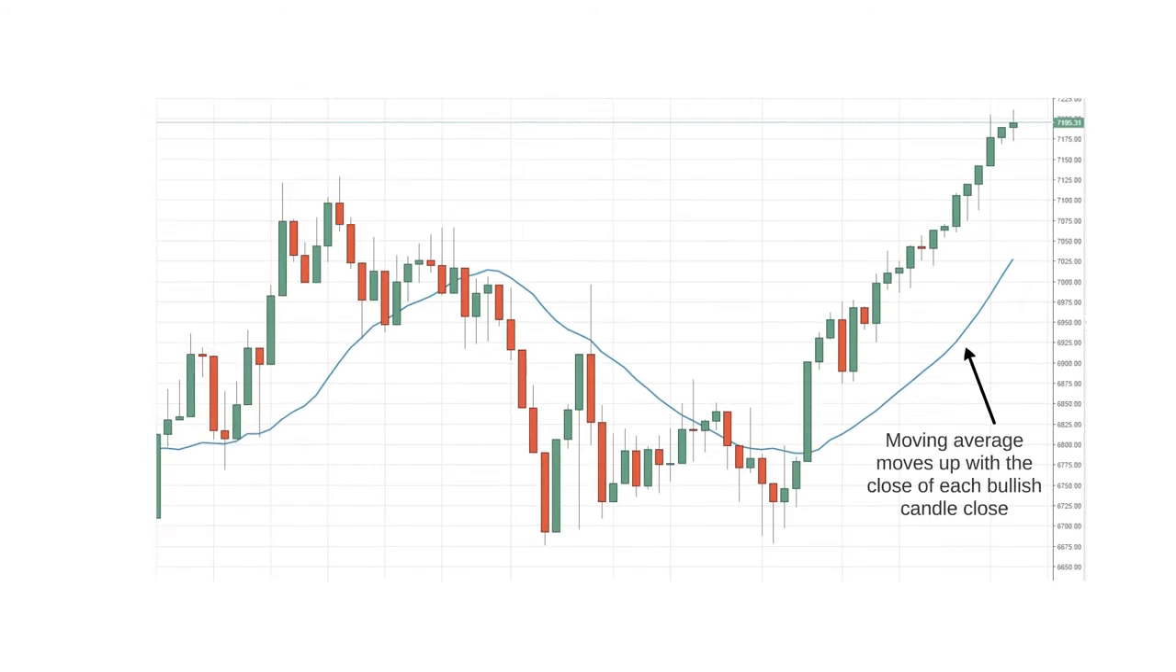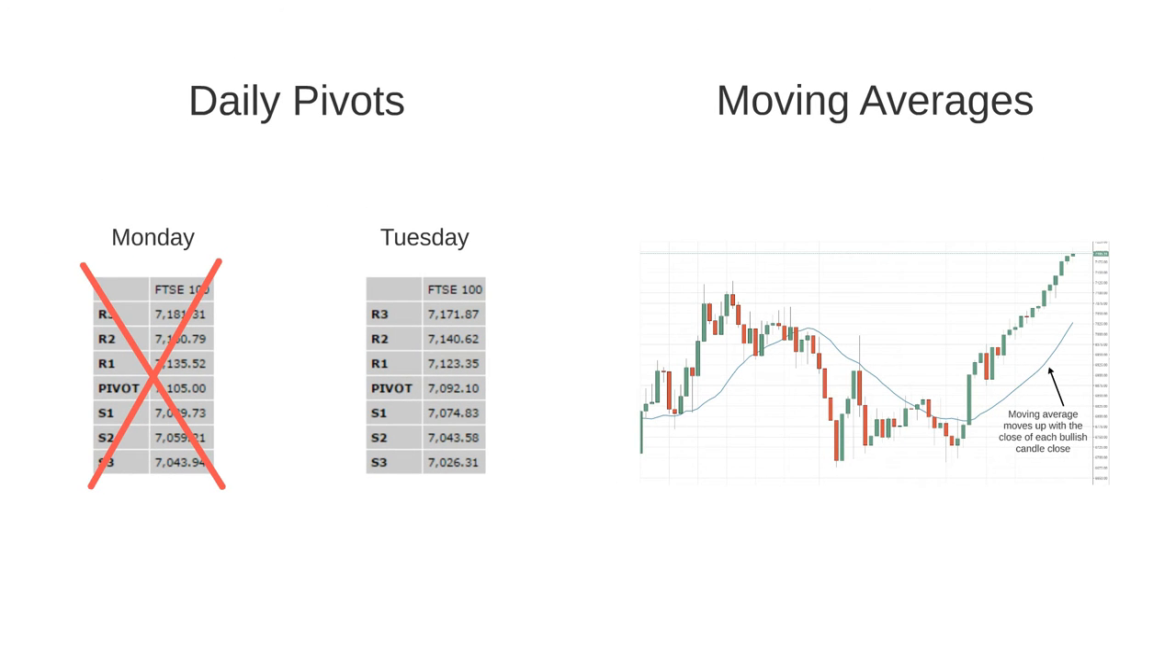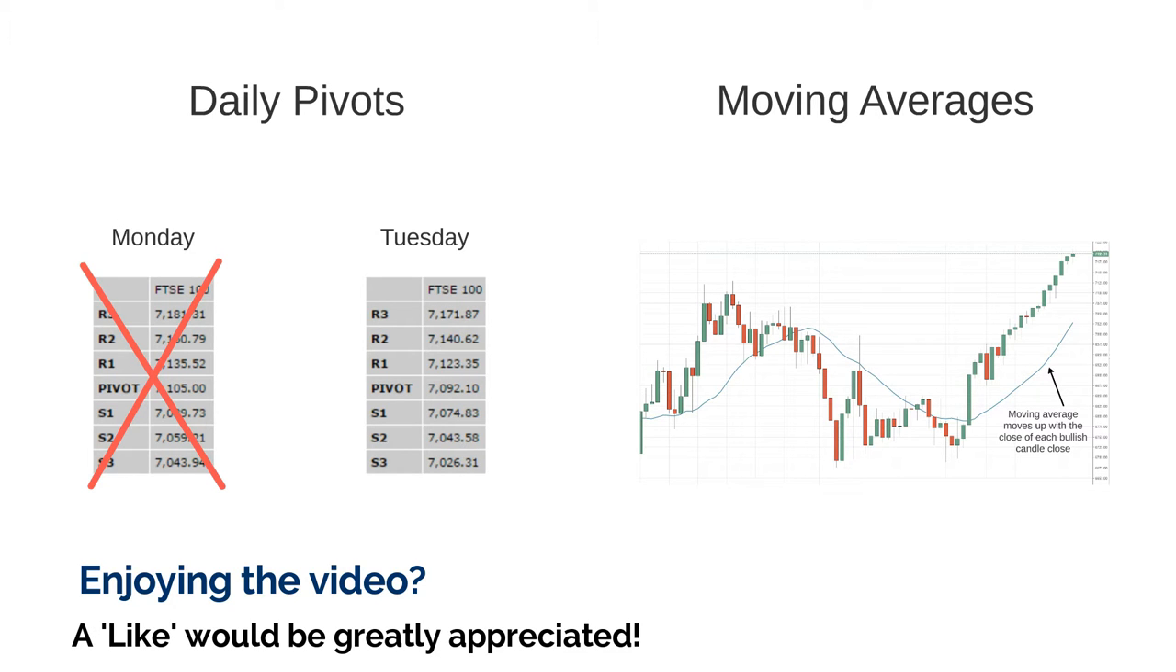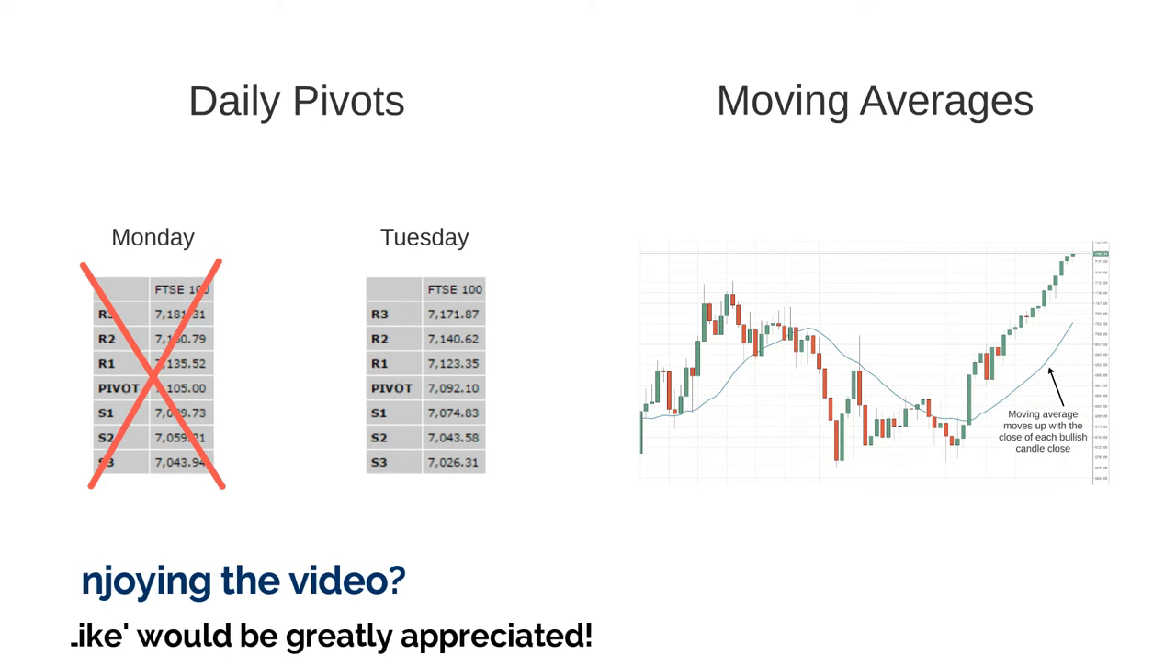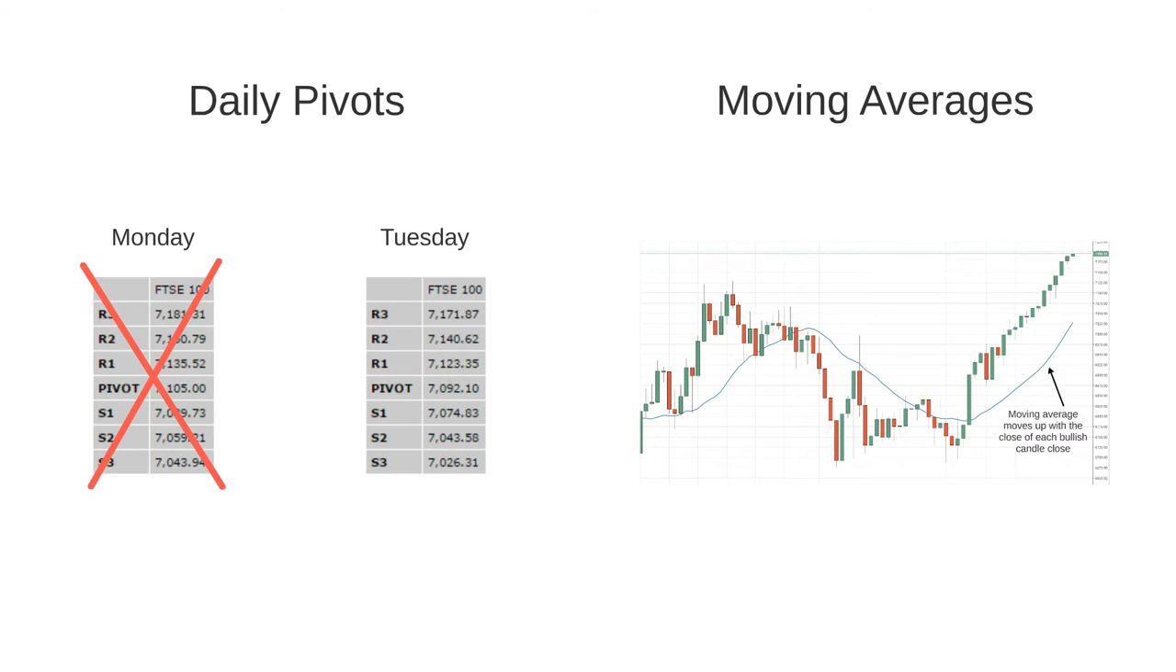Dynamic support and resistance levels, such as daily pivots and moving averages, usually plot themselves through indicators within a charting platform. So if you add the daily pivots and the moving averages to your chart, the levels will update as soon as they need to. Static support and resistance areas usually have to be identified and plotted manually. So let's look at how we do this.